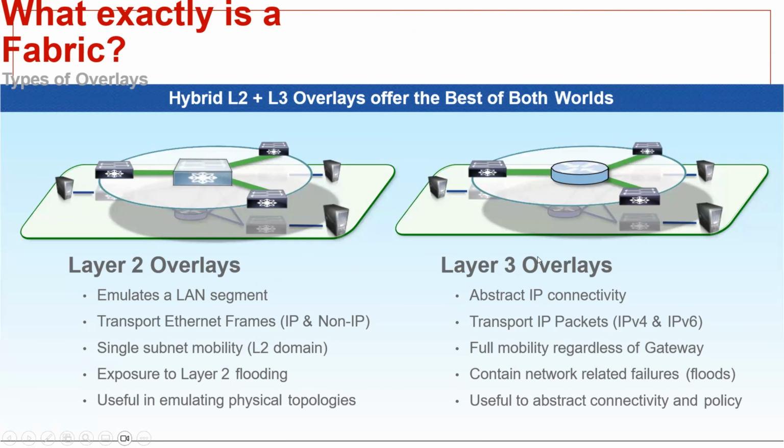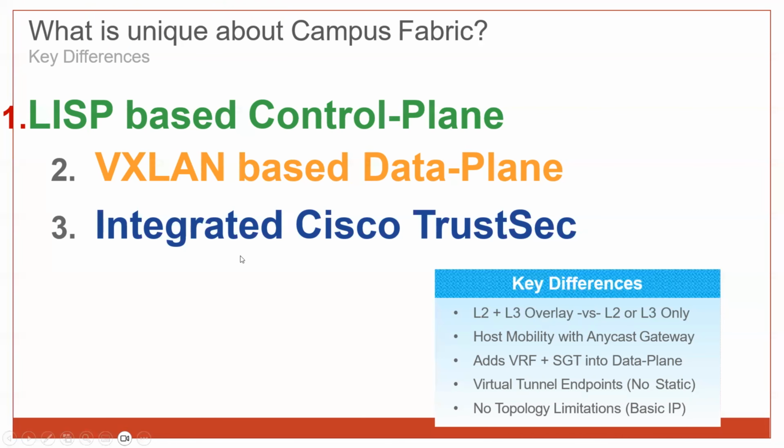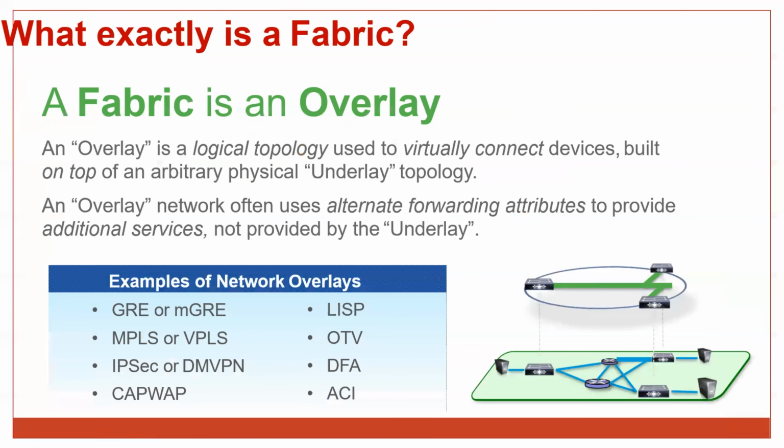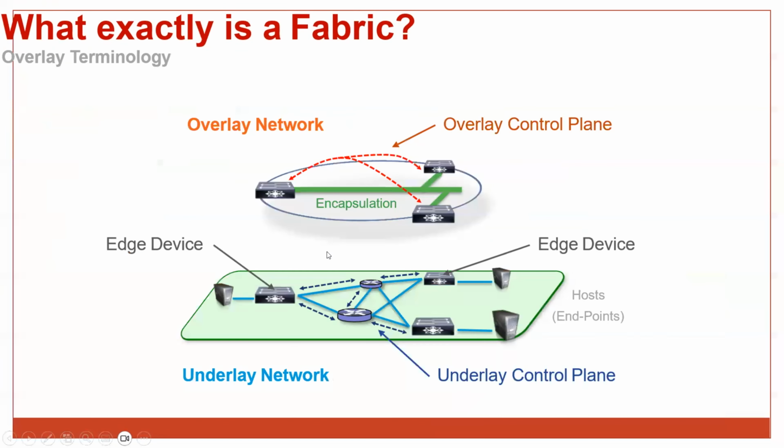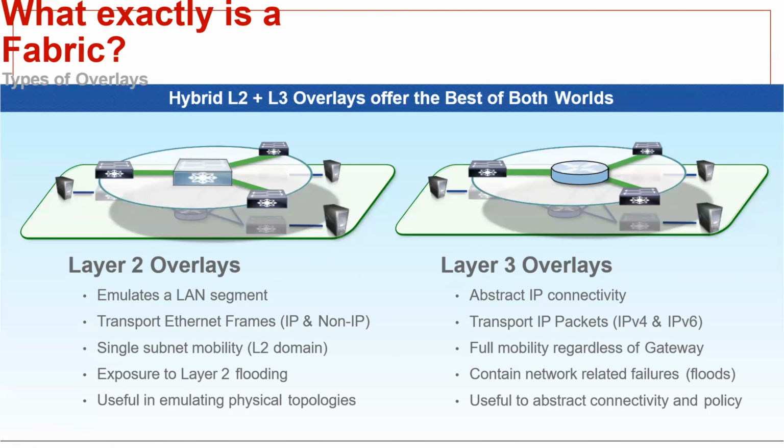Layer 2 overlay examples, layer 3 overlay examples. Maybe you have OTV, or maybe I should have some examples of layer 2 and layer 3. You can see that there is a list of layer 2 plus layer 3. So GRE is your layer 3, OTV is your layer 2, LISP is your layer 3, ACI is your layer 3, IPsec is your layer 3, MPLS is maybe layer 2.5. So you may have layer 2 overlay, you may have layer 3 overlay.